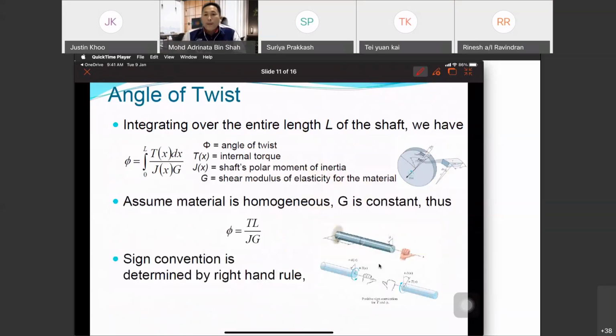Okay, so we have learned about the shear stress, which is tau is equal to Tc over J, and J is equal to pi over 2 c to the power of 4. And then we have learned about power transmission, P is equal to T omega to get your T, right? And now the angle of twist. The equation is psi is equal to TL over JG.